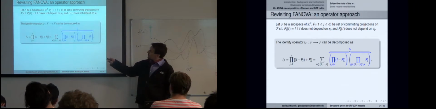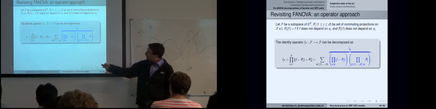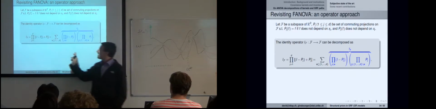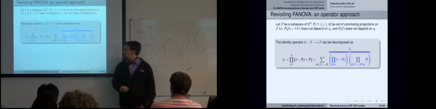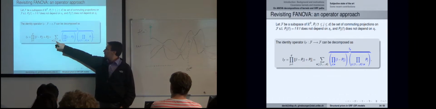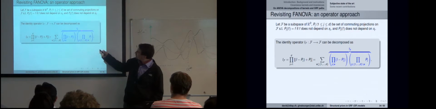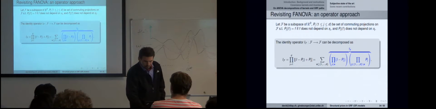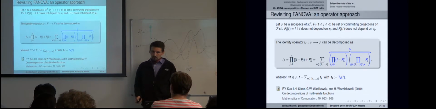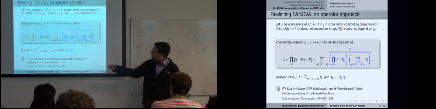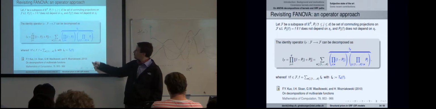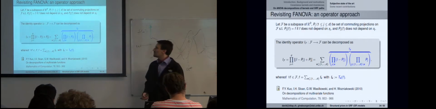Then the identity operator can be decomposed as a product of (I minus Pj plus Pj). I've done nothing here, this is just an obvious equality. But then I can expand this product as a sum over all the subsets U of indices between 1 and d. And I've got here these projections onto the j's which are not in U, and here the I minus the projection for the other ones, and I call this product here TU. Okay, so now if you apply this identity operator to F, then you get that F is equal to the sum of FU, with FU being TU of F. And we got an operatorial setup for ANOVA decomposition.